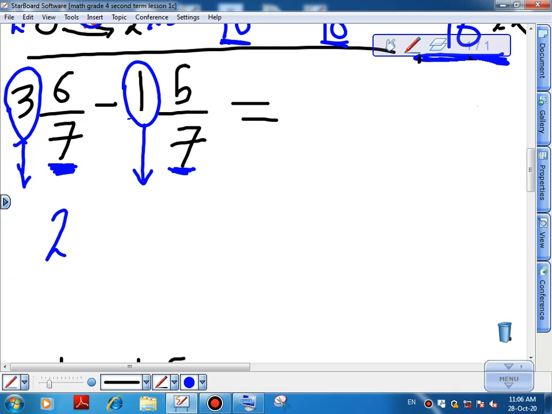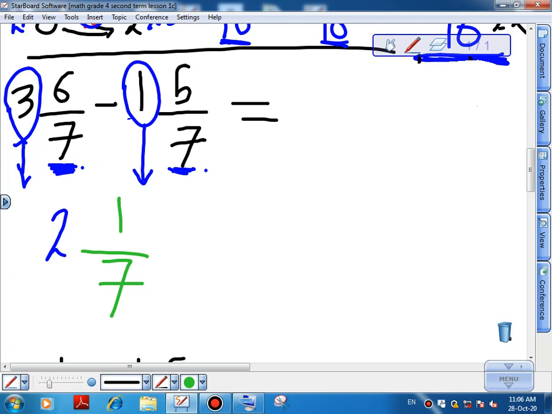When this fraction, 6 over 7, and the other one, 5 over 7, have the same denominator, we will first subtract the whole numbers, 3 minus 1 equal 2. Then we subtract the fractions, 6 over 7 and 5 over 7. 6 over 7 minus 5 over 7, we have the same denominator 7. 6 minus 5 equal to 1.